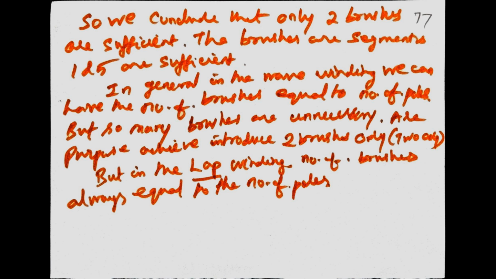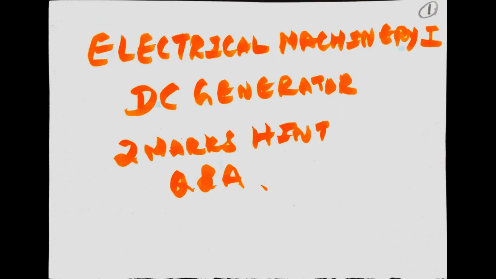Question and answers. Electrical Machinery 1, DC generator, 2 marks in 10 question and answers. That is the topic discussed in this video. Wave winding 2 mark hints.